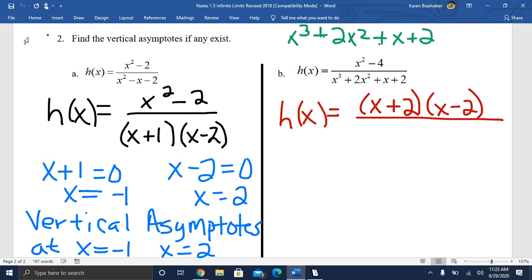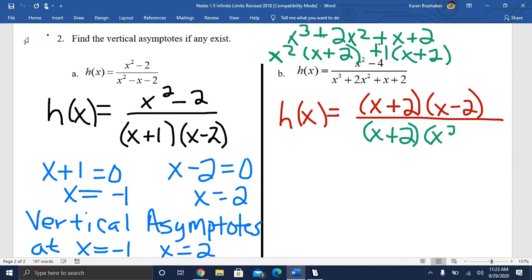4 terms, x to the third plus 2x squared plus x plus 2. Group the first 2 terms together. You can take out an x squared, leaving x plus 2. Your last 2 terms, you could take out a positive 1, leaving x plus 2. X plus 2 is your common factor, so it'll be one of your factors, and then x squared plus 1 will be the other factor.